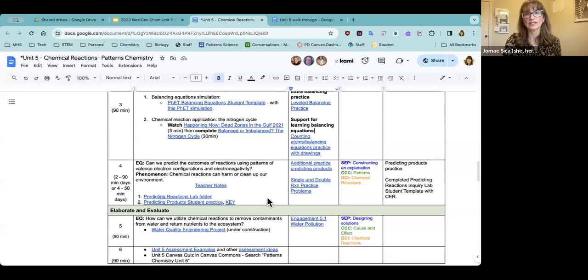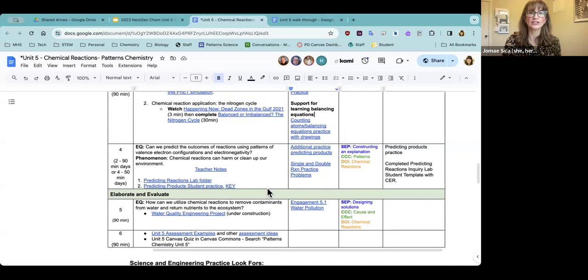And then task set 4 is the predicting products lab. That's where students are engaging in a lab, looking at electronegativity values and observations, and thinking about the patterns they saw in task set 2 to predict the products of chemical reactions.